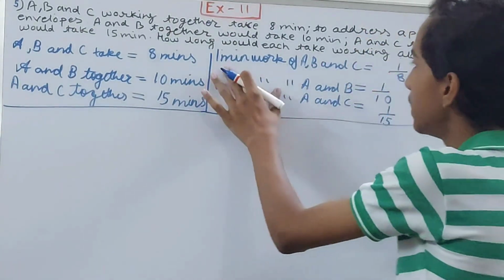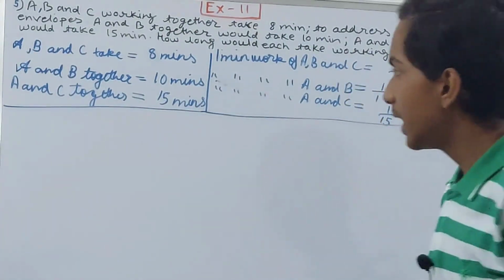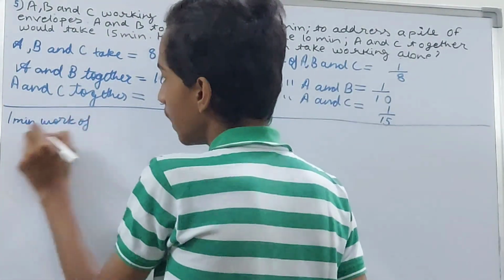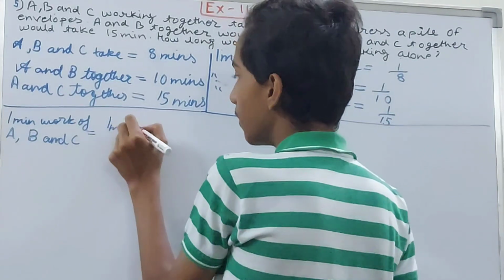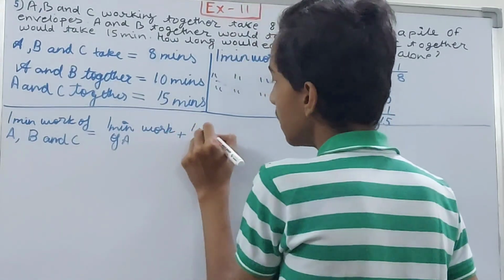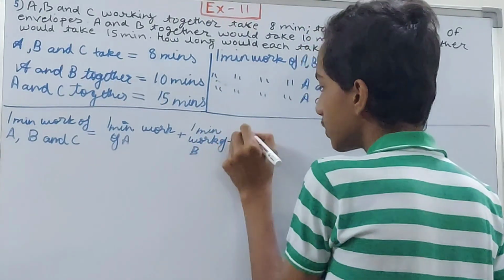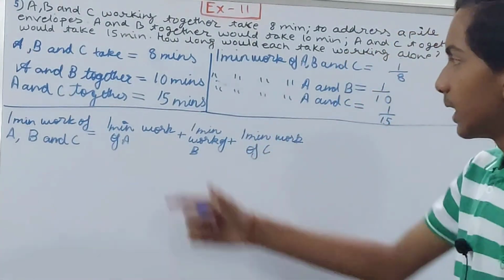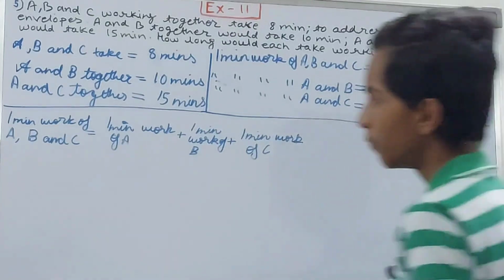So first of all we will use this thing that we have, 1 minute work of A, B and C. If I expand this, I will write this as 1 minute work of A plus 1 minute work of B plus 1 minute work of C. This way I have written this, and you can see 1 minute work of A, B and C I know, which is 1 by 8.